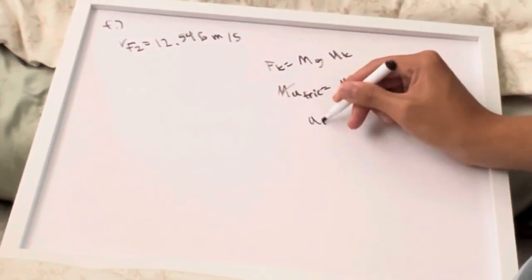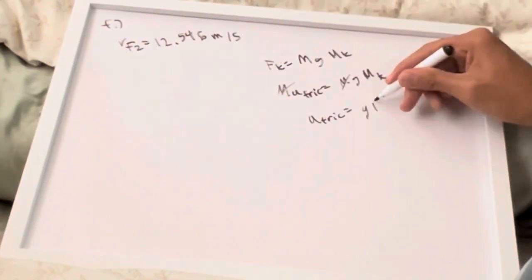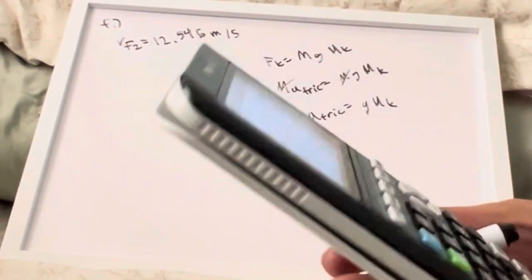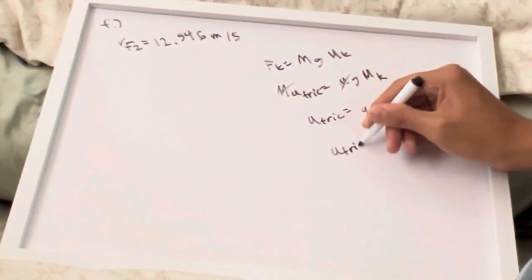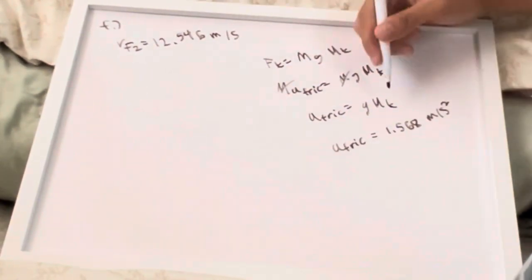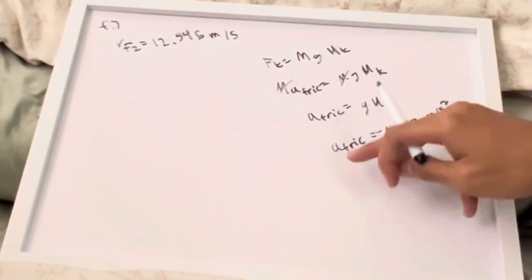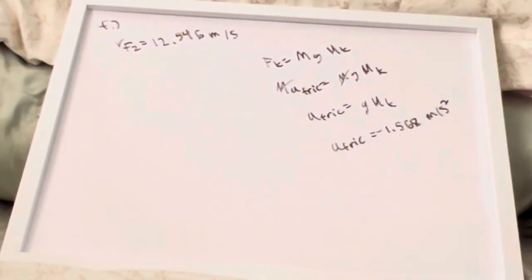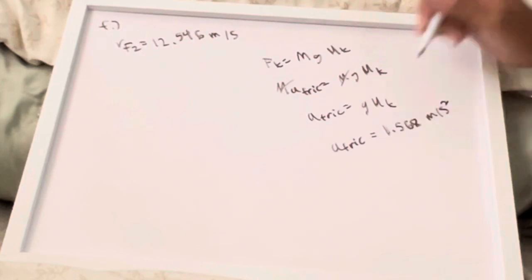So I have the a due to friction is going to be equal to g times mu k, right? So 9.8 times 0.16 is going to be equal to 1.568 meters per second squared. And I'm going to treat this as negative because it works against us. Actually, no, I'm going to take the magnitude of that, because I don't really need it.